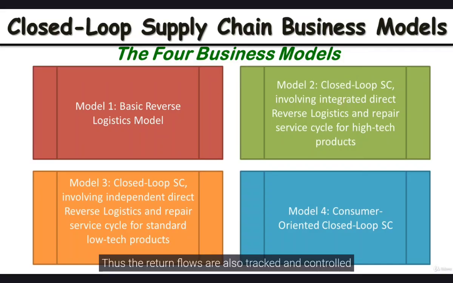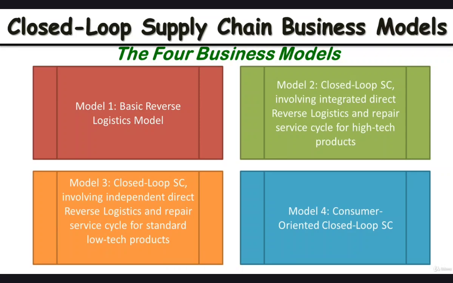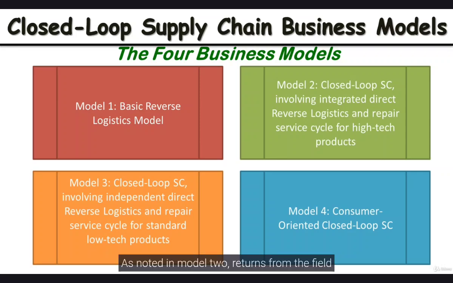Thus, the return flows are also tracked and controlled by the same organization that supported the direct forward supply chain operations. As noted in Model 2, returns from the field under a closed-loop supply chain process can generally result in parts and material immediately sent back into the field inventory, or returned for full qualification and subsequent reuse in the manufacturing operations or sales organization, or for final disposal to secondary markets, or to trash or recycling organizations using the process outlined in Model 1.